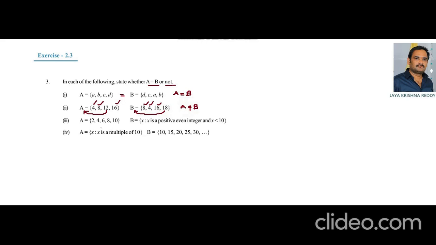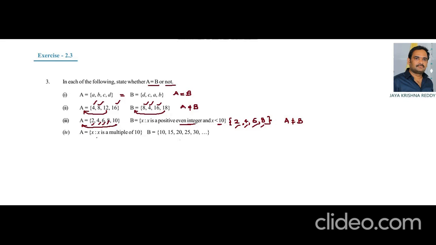And the third one: set A has 2, 4, 6, 8, 10, and B is given in set builder form. So we have to write the elements. X is a positive even integer which is less than 10. That means we can write the elements as 2, 4, 6, 8. It is only less than 10, not equal to 10. That's why I have to write up to 8 only. So by comparing these two sets, 2, 4, 6, 8 are equal in both the sets, but 10 belongs to set A and does not belong to set B. So these two sets are not equal, A not equal to B.